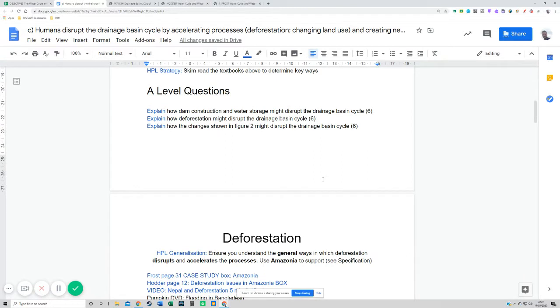There's a few A-level questions there, the type of thing you might face. They're the 6-mark explain questions to begin with. You might be given a figure somewhere to explain the changes on the figure to the drainage basin, so it might show deforestation rather than actually state it.